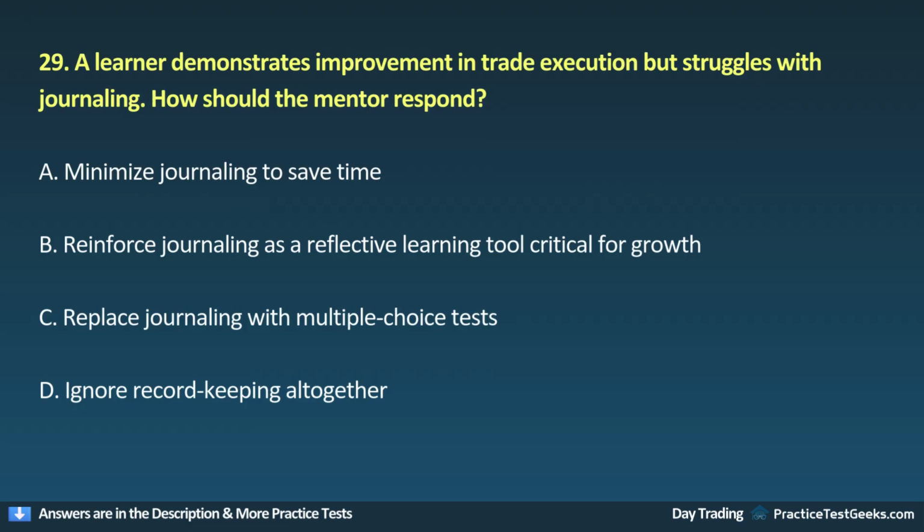29. A learner demonstrates improvement in trade execution but struggles with journaling. How should the mentor respond? A. Minimize journaling to save time. B. Reinforce journaling as a reflective learning tool critical for growth. C. Replace journaling with multiple choice tests. D. Ignore record keeping altogether.